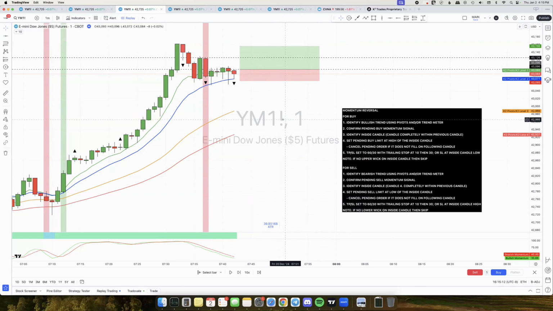One note that you want to keep in mind is that if there is no upper wick here, you're going to skip the trade. You only want to take this trade if the inside candle has an upper wick. So now that you have the example set up here, we'll go over the requirements one more time.